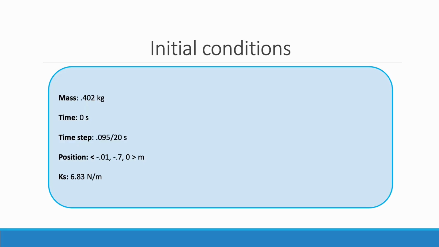And then here are the initial conditions for everything in the lab. For example, we have the mass, which was 0.402 kilograms. You have the initial time of 0, the time step, the initial position, and then the spring constant, which we calculated to be 6.83 newtons per meter.